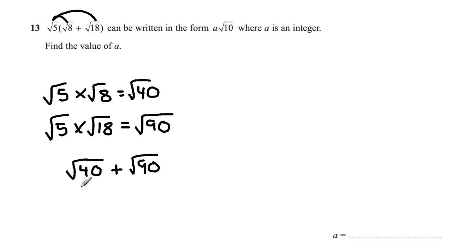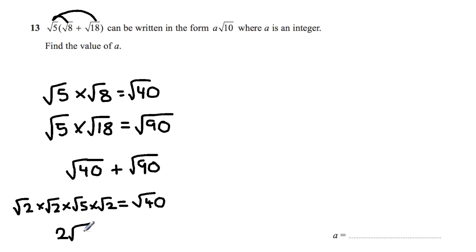Now, I can simplify the square root of 40. So, square root 2 times square root 2 times square root 5 times square root 2 equals square root of 40, right? Now this can be simplified further. So square root 2 times square root 2 is 2. Times square root 5 times square root 2, sorry, did I say 10? It should be square root 2 times square root 5, which is square root 10. So square root 40 is simplified further as 2 square root 10.